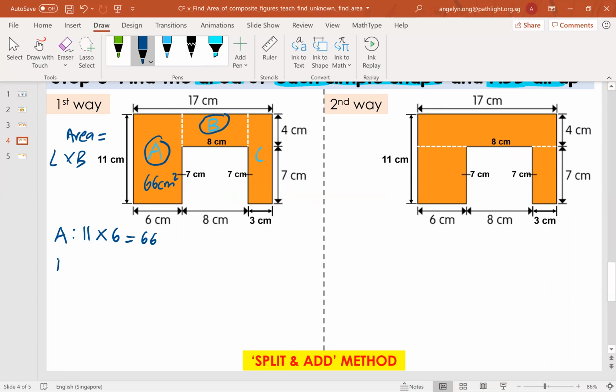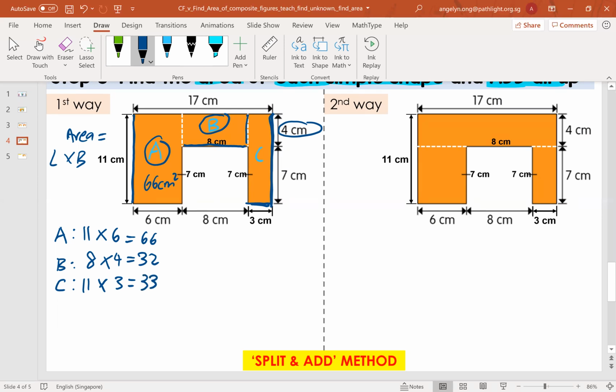Okay, so for B, I have the length of 8 cm and the breadth, if I look across, is 4 cm. So I have 8 times 4, and that will give me 32. Okay, and then for C, the length is this long one here, which is actually same as here, 11. And the breadth is 3. So 11 times 3, that gives me 33.